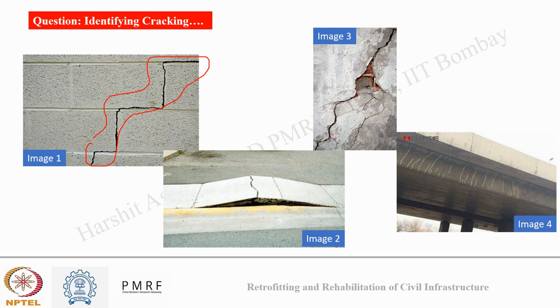In the second image, we can see buckling of pavement that may result from thermal stresses which are not able to be released from the side, so they led to buckling of the top layer. In the third image, we can see a spalling of concrete cover over a brick wall.